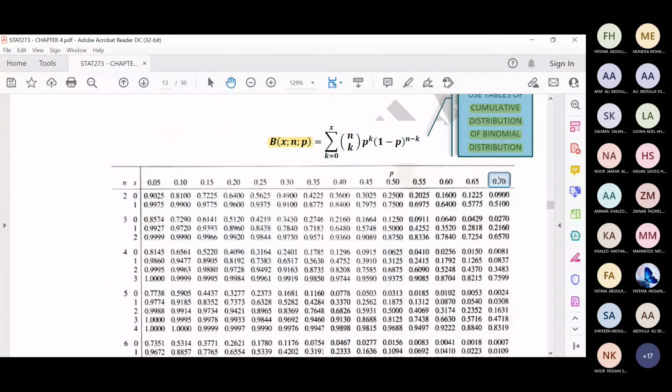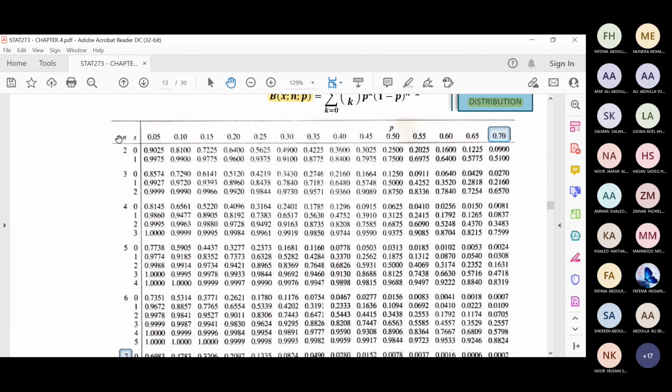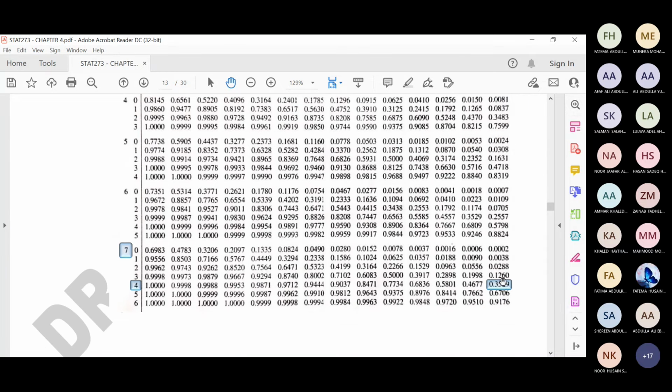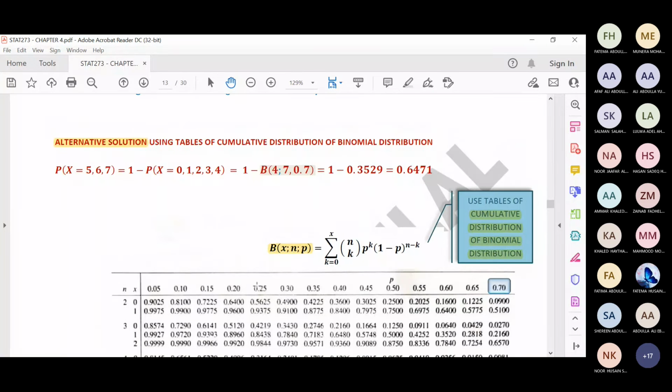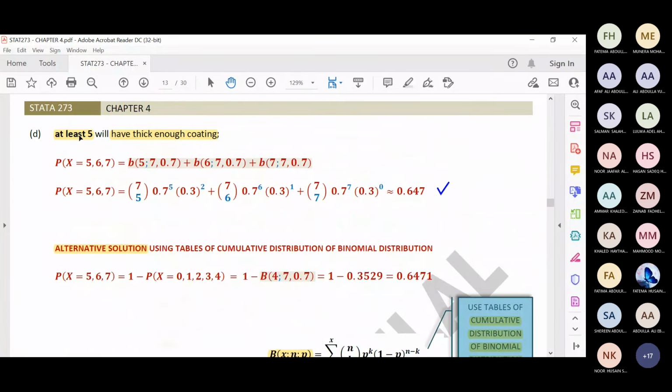If p is 0.7, how do you read it? It means you have determined p, x and n, and you read it. So what is this one? This is the cumulative. What's the probability that X is less than or equal to 4? It's not the probability at 4. Don't read it as the probability of having the value x equals 4. No, it is cumulative. Whatever you have in the table means the probability that x is less than or equal to that number.